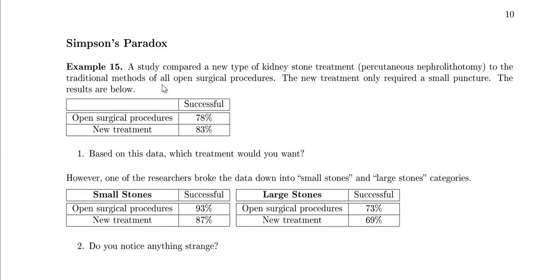Next is an interesting phenomenon called Simpson's Paradox. So a study compared a new type of kidney stone treatment to the traditional methods of all open surgical procedures. The new treatment only required a small puncture. The results are below.